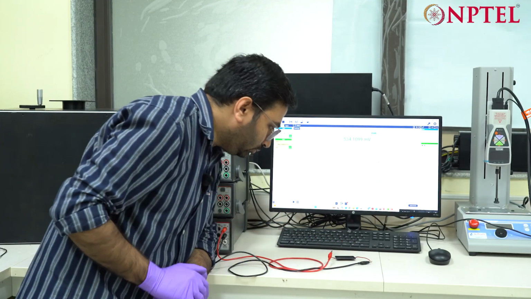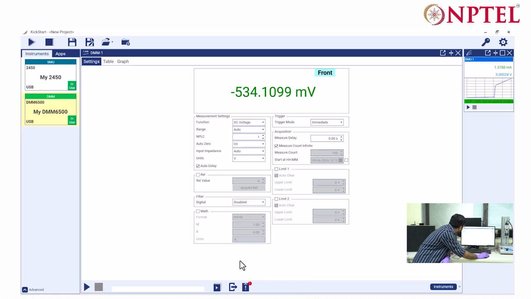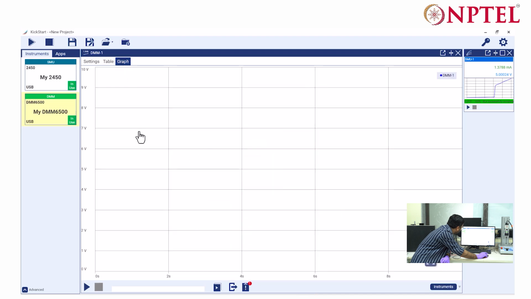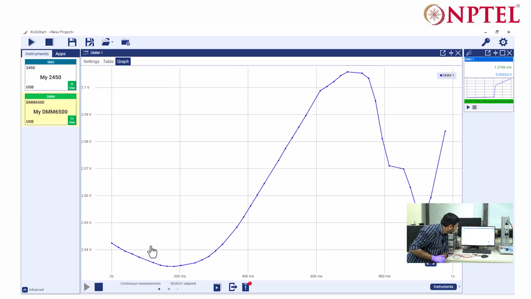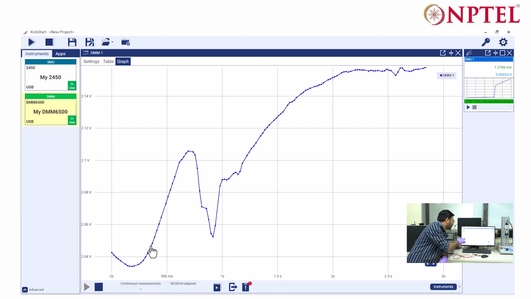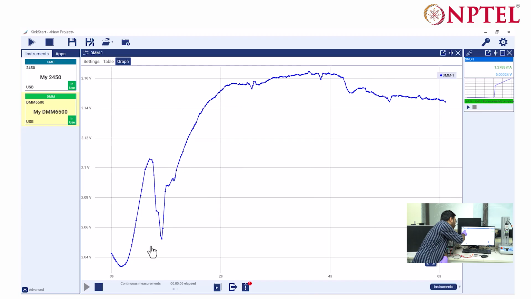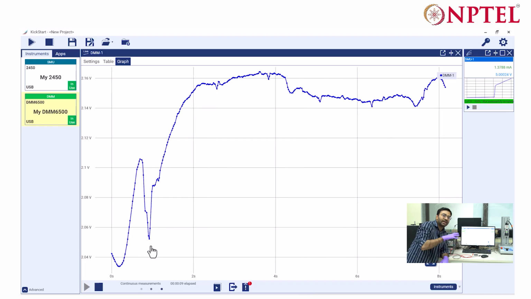and then we will go to this software where we have selected this DMM, that is digital multimeter, and this is the settings of the DMM. So we want DC voltage, the range is auto, and other parameters are kept as they should be. We will go to the graph and run this app, meaning we are running this experiment, and you can see that you are getting some voltage which is close to 2.16 in this ambient light condition.